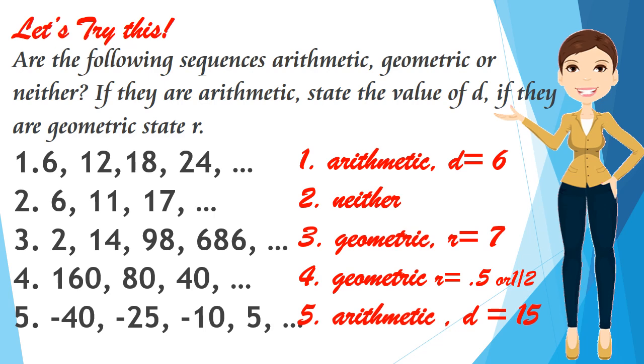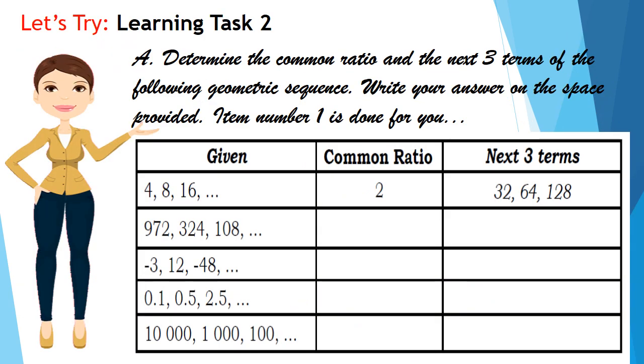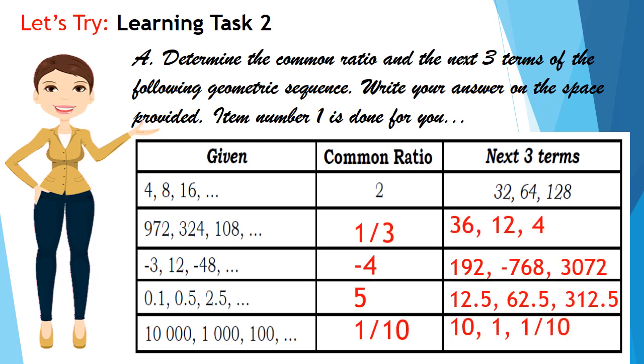Kindly get your module and work on learning task 2. You're going to determine the common ratio and the next 3 terms of the following geometric sequences. You're going to write your answer in the space provided, and of course, you're going to use another sheet of paper for your solution. Item number 1 is done for you. Take note of this, class. You must show your solution to earn points for this activity. Of course, you must have this answer.